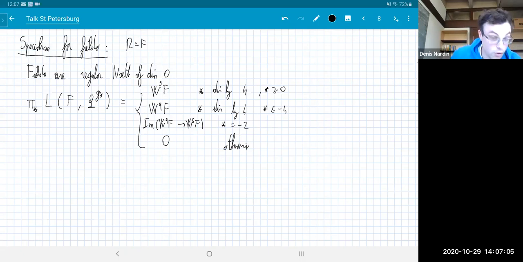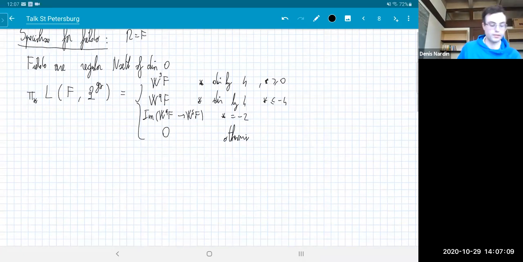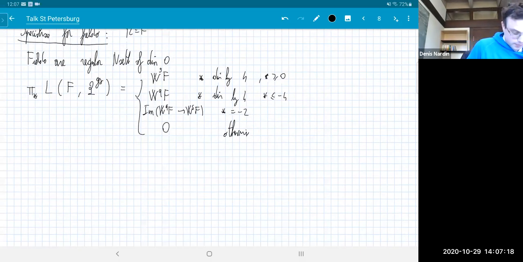It identifies pi one with the group of formations, which is similar to the one I did for the Witt group. But this is very nice. And let's see what we can say for GW of fields using this.